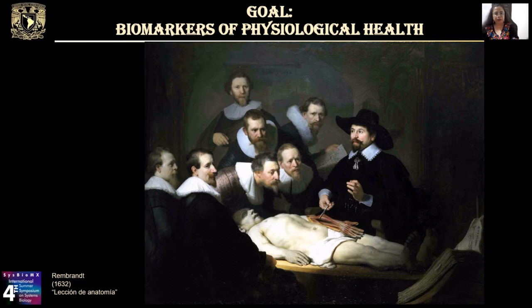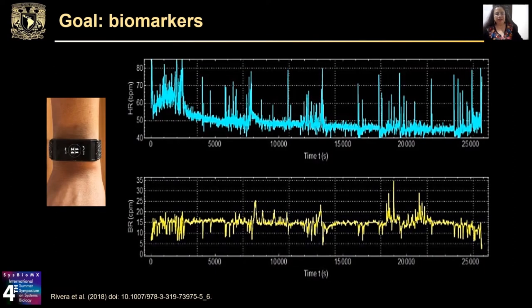Let's start with our goal, that is to find health biomarkers based on physiological parameters that can be auxiliary in clinical diagnosis or evaluation of treatments. For example, if we want to establish heart rate variability, we can use a time series obtained from a smartwatch, or we can use the breathing rate variability to establish diseases that have to do with the cardiorespiratory system.